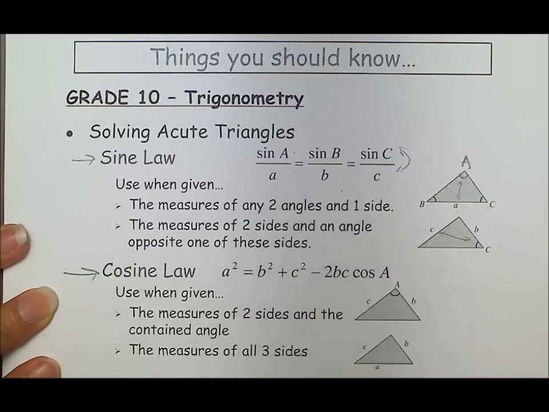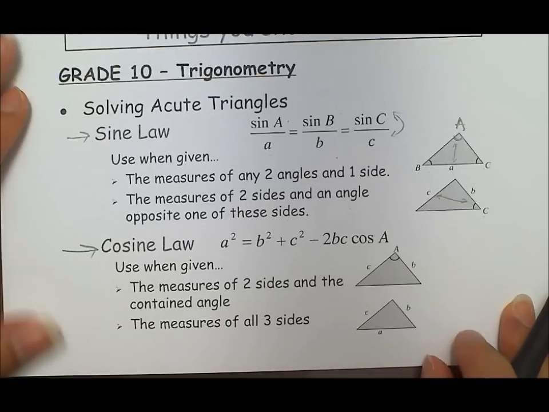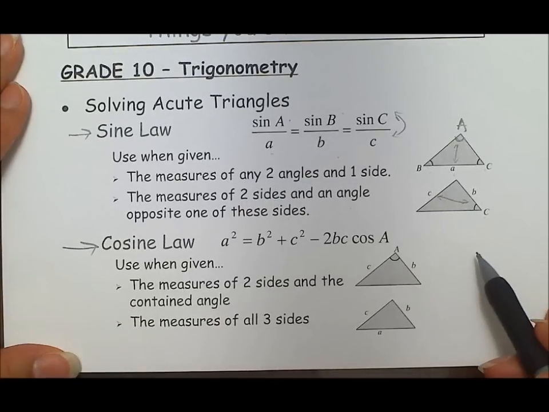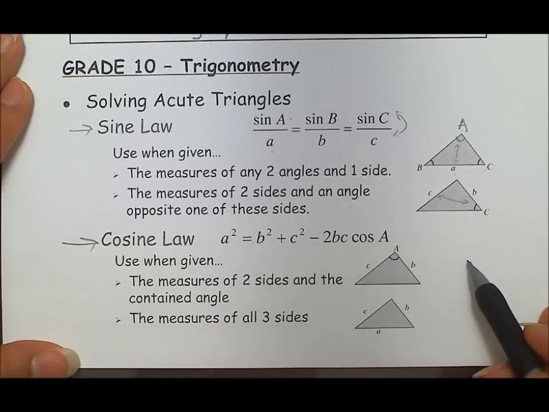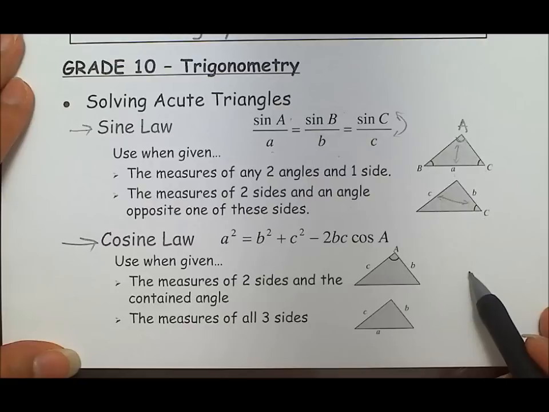Okay, cosine law is the other law that you learned last year that you would use to solve acute triangles. Again, for cosine law, you would use it when you're not given a 90-degree angle. And there are two types of triangles that you would use a cosine law for.